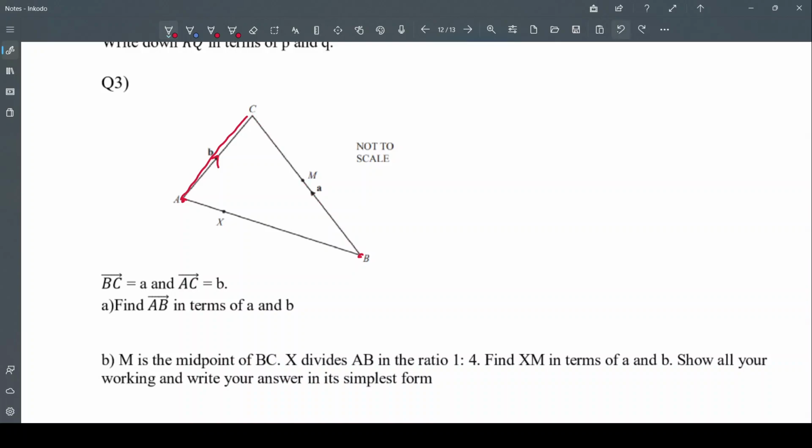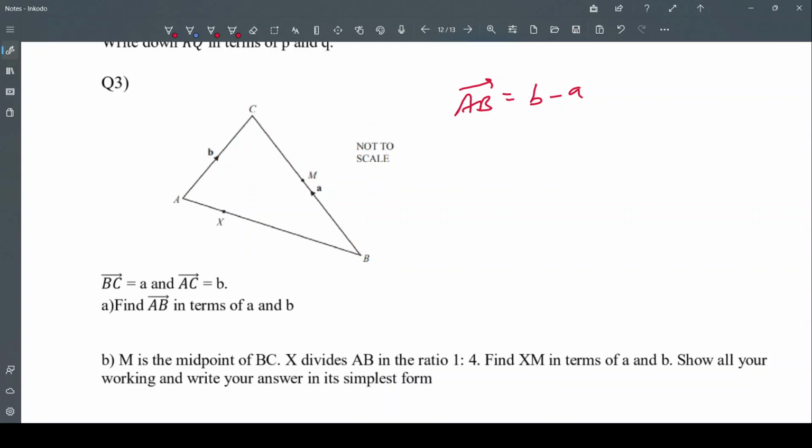In terms of A and B, I have to go like this only, in this direction. So I'll be encountering B, and so the AB vector is very simple. It is going in the same direction, plus B, and opposite to A, so minus A. AB is plus B minus A.